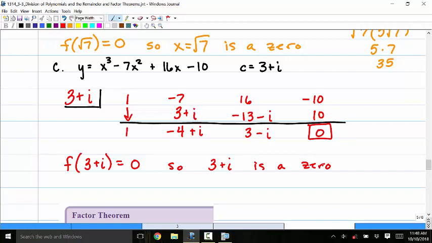Questions? I know you probably don't like working with radicals, you don't like working with complex numbers, but those are tools that you should have. Those are skills that you should already possess. And if you're lacking them, use your calculator.